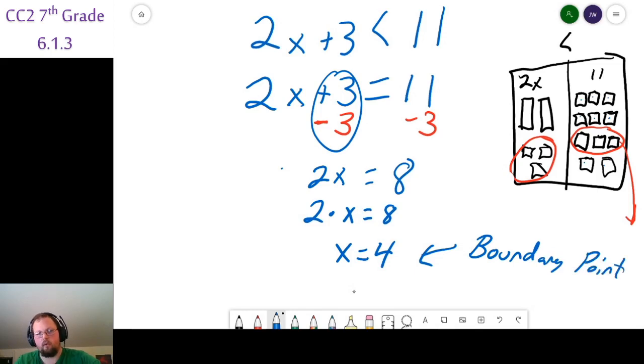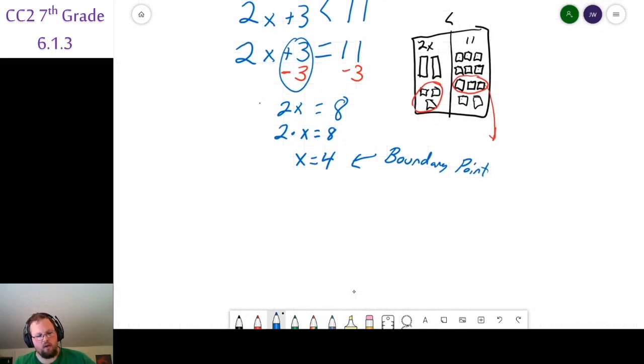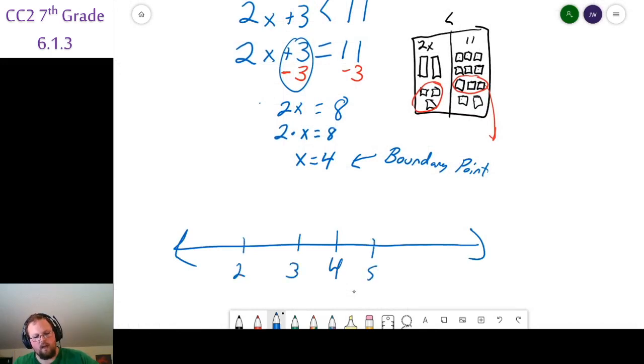Okay, 4 is what's called the boundary point. So in this expression, you know that the important number occurs at 4. And at this point, all you have to do is say, okay, well, I know 4 is the important spot. It's the boundary point. And I know I had this less than symbol. So I know it's going to be an open circle at 4.